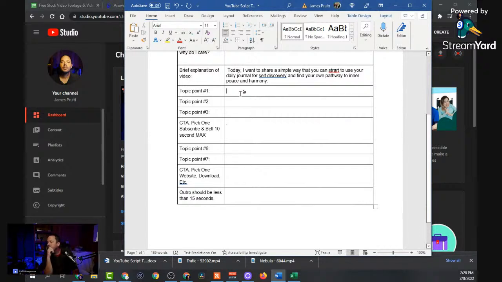So, topic point number 1. First thing I want to do is look at my objectives. We have our own journals that we're trying to refer people to. So I'm going to go to my journal and ask, what are the 3 types of journaling that will help people with self-discovery? Number 1, getting in touch with their feelings. Journal about how you feel.